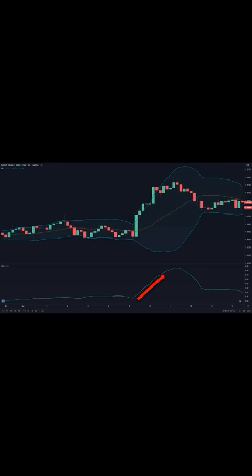So this means that there's an increase in volatility and a breakout is likely occurring. So our next job is to predict the direction of that breakout. And the way you do that is by using price action. Let me give you an example.